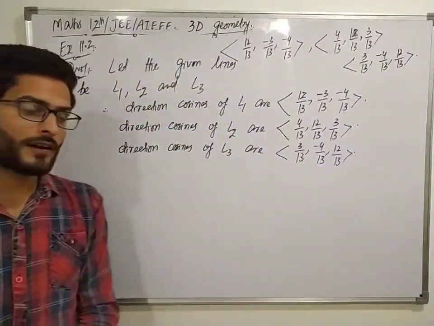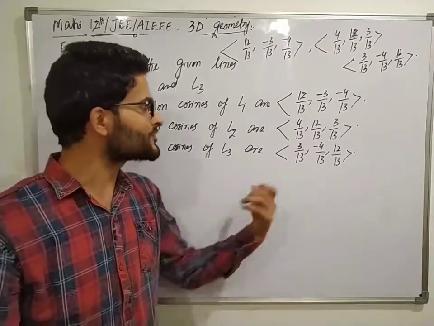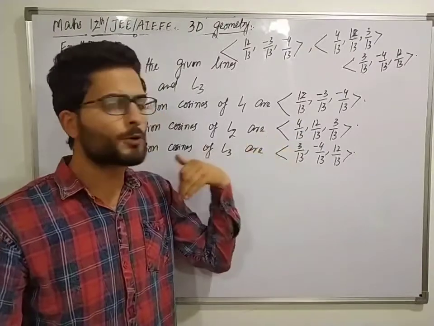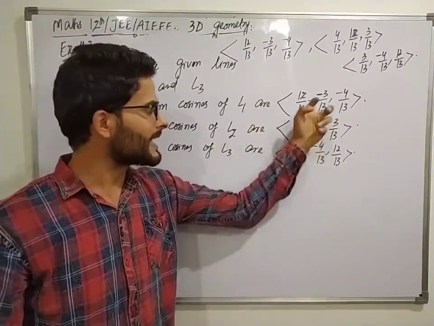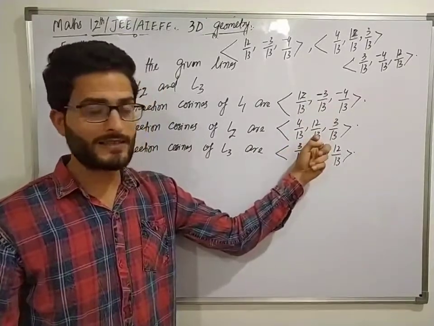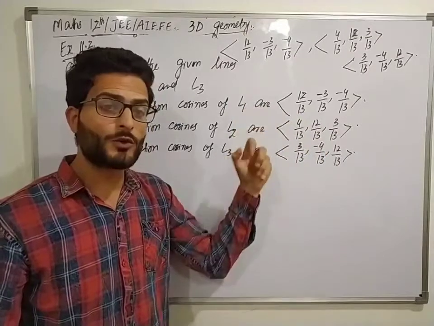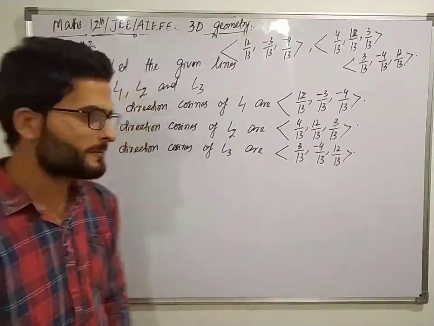And we have to prove that all the 3 lines are mutually perpendicular. So first we will try to show L1 is perpendicular to L2. How will we prove that L1 is perpendicular to L2? We will take the sum of products of direction cosines. If the sum of products of direction cosines of L1 and L2 comes out equal to 0, then obviously they must be perpendicular to each other.